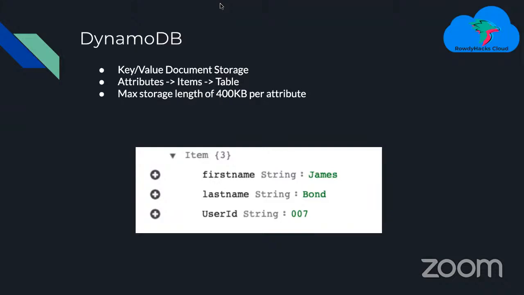Each attribute can only be a maximum of 400 kilobytes per attribute. And these attributes are grouped together in different items, and a group of items is grouped together as part of a table. So that RowdyHacks 2020 table that you saw in the Lambda function, that is a table with a group of items, and each item is an individual's user data, their application.